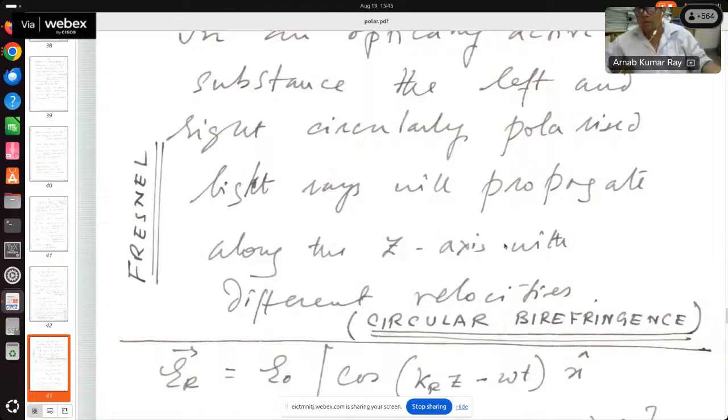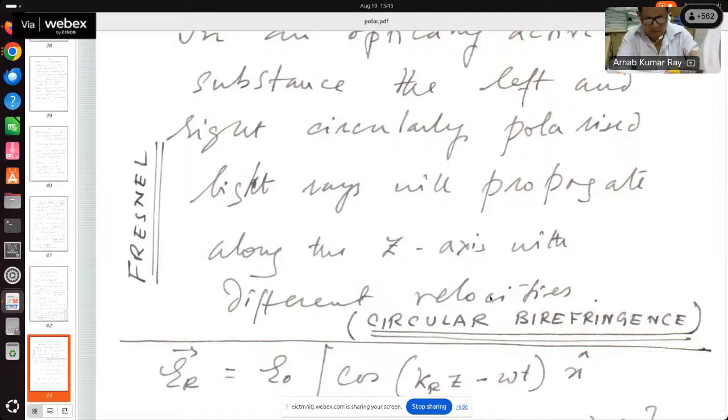Now when they enter an optically active material, the left and the right circularly polarized rays will propagate along the z axis with different velocities. Now you have got circular birefringence. When we talked about E rays and O rays in a calcite material, there was linear birefringence. Birefringence is double refraction. Double refraction will happen when there is a difference of velocity.